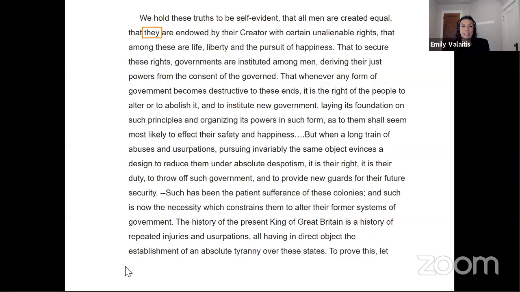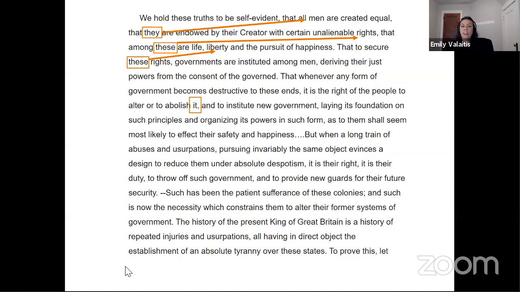In the beginning, you'll see he says, we hold these truths to be self-evident, that all men are created equal, that they, and in that case, that pronoun they is referring to all men. He then continues to say that among these unalienable rights, so that among these is referring to the unalienable rights, so that's the antecedent, are life, liberty, and the pursuit of happiness. That to secure these rights, the rights he's referring to there, the antecedent is life, liberty, and the pursuit of happiness.